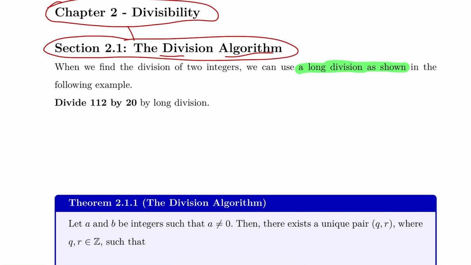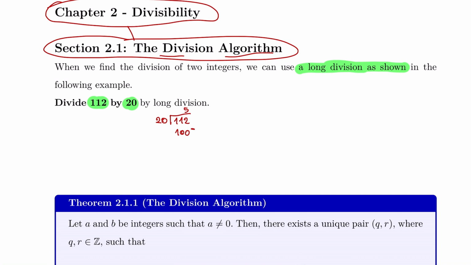For example, when you want to divide the number 112 by 20, what do we have? Try to use long division. So we're going to have 20 divide 112. What is the closest one that multiplies 20 to get close to 100? That is 5, okay? Because 5 times 20 is 100.